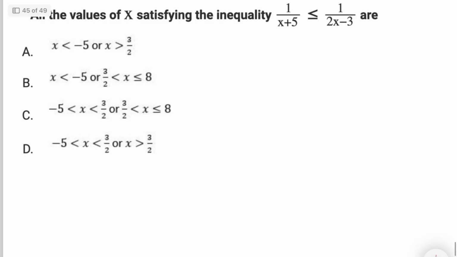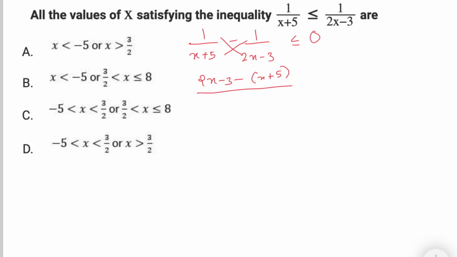So let's take 1 upon 2x minus 3 to the left hand side. I'm going to get 1 upon x plus 5 minus 1 upon 2x minus 3 should be less than or equal to 0. I'm just subtracting 1 upon 2x minus 3 from both sides. Now next step is we'll cross multiply. So 2x minus 3 will come above, minus of x plus 5, divided by, in the denominator, x plus 5 into 2x minus 3, which should be less than or equal to 0.